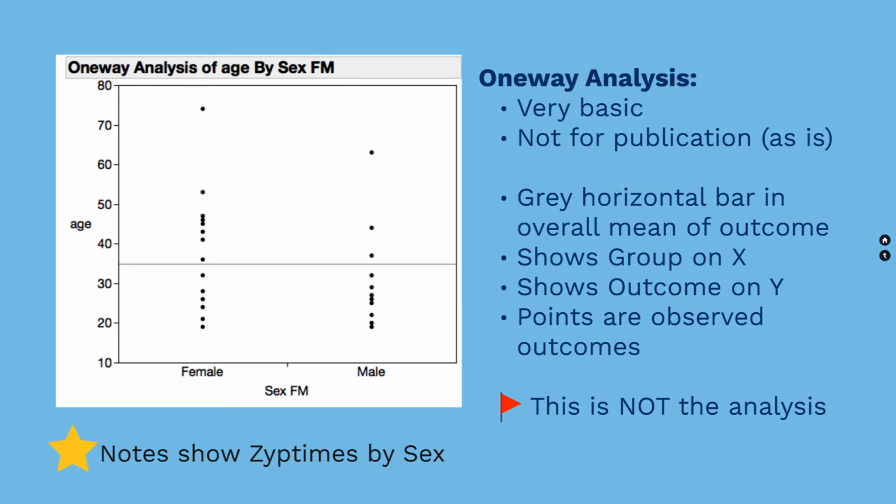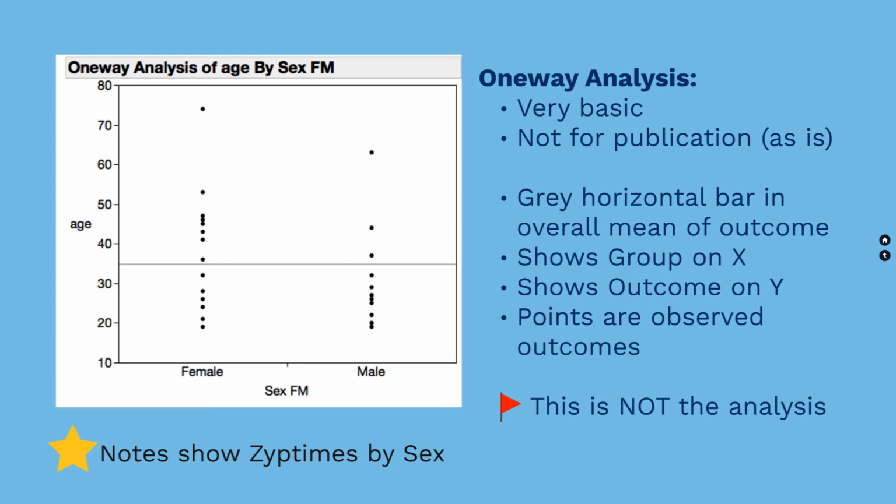It's important to note here that your outcome, your Y variable, is on the Y axis. Your X variable, your groups, are shown on the X axis. And there is a point observed for each response level. This example differentiates slightly from the example in your notes, which shows an outcome of zip times by sex, but this is just another example, and you can see how the outputs look very similar.